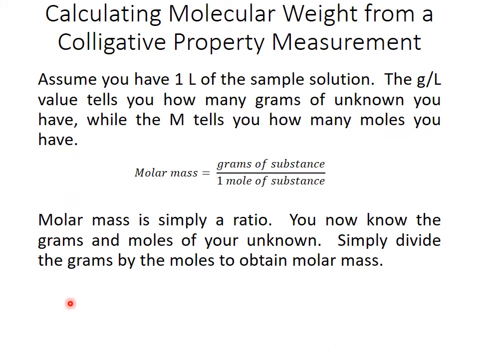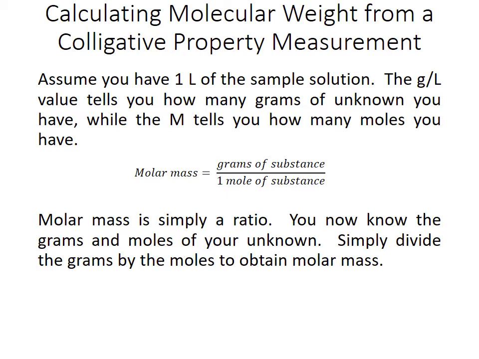Finally, we're going to just assume that we have 1 liter of this sample solution. The grams per liter value tells you how many grams of unknown we have, while the molarity tells us how many moles we have. Molar mass is simply a ratio, the grams of the substance per 1 mole of the substance. Since we now know the grams and moles present of the unknown, we just divide the grams by the moles, and that gives us our molar mass.